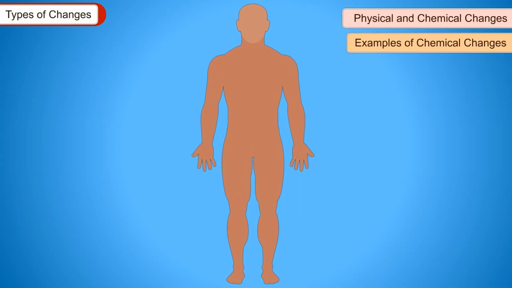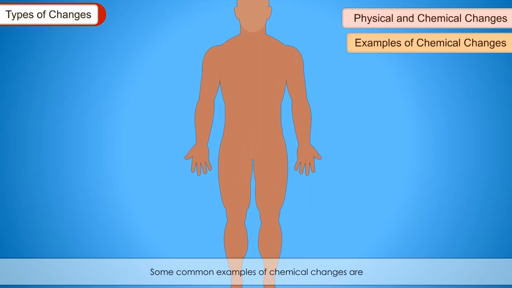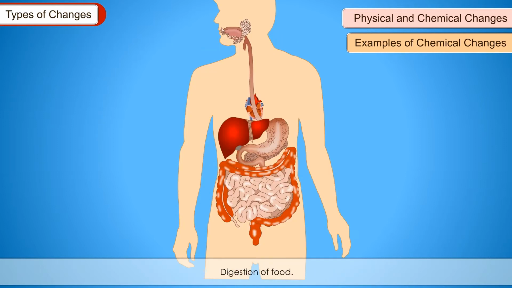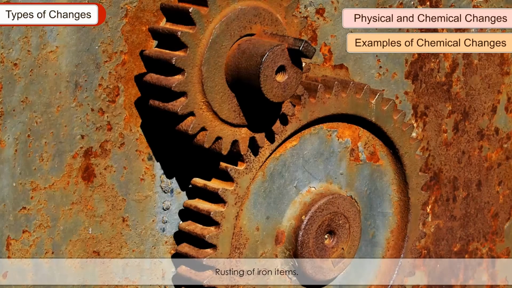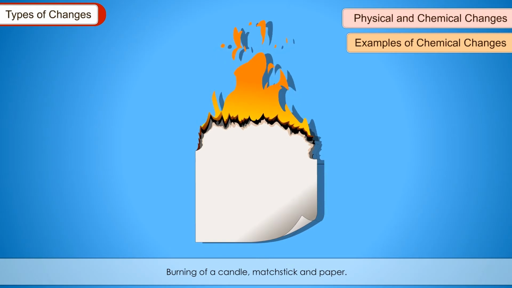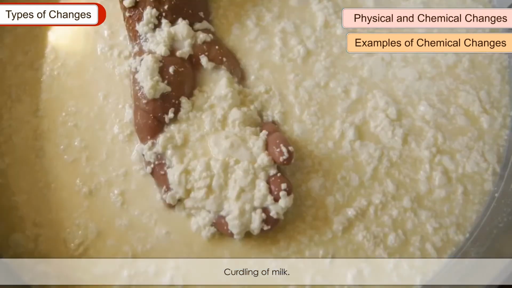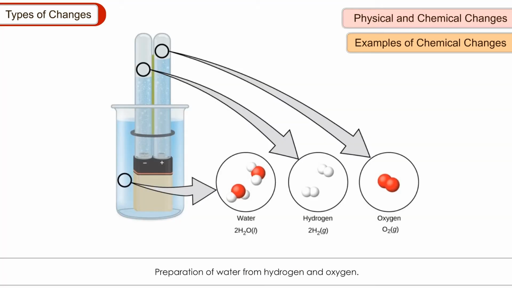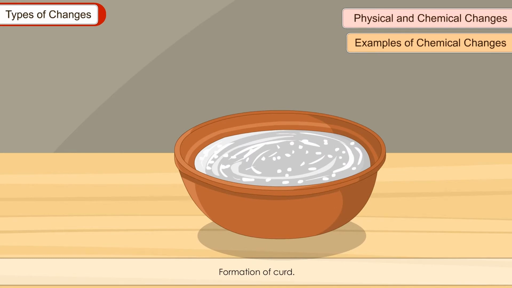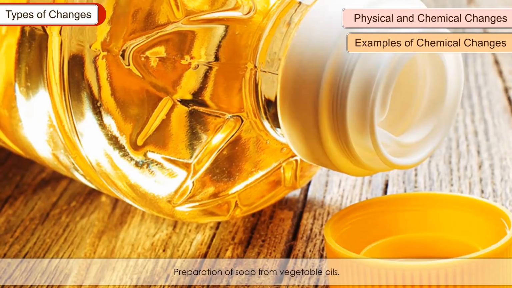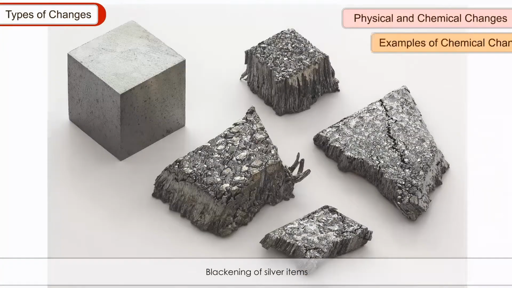Examples of chemical changes. Some common examples of chemical changes are digestion of food, rusting of iron items, burning of a candle, matchstick and paper, curdling of milk, preparation of water from hydrogen and oxygen, formation of curd, germinating of seeds, preparation of soap from vegetable oils, blackening of silver items.